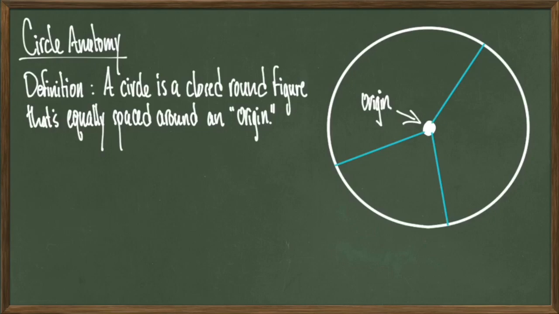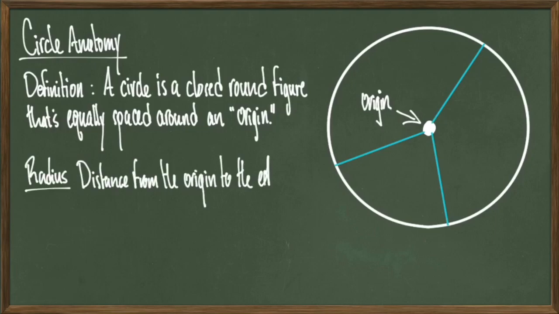Since they're all the same length, I have this well-defined definition called a radius. A radius is just going to be the distance from the origin to the edge of the circle, which I usually denote with r. So the radius is going to be equal to the length of any of these spokes that I've drawn.